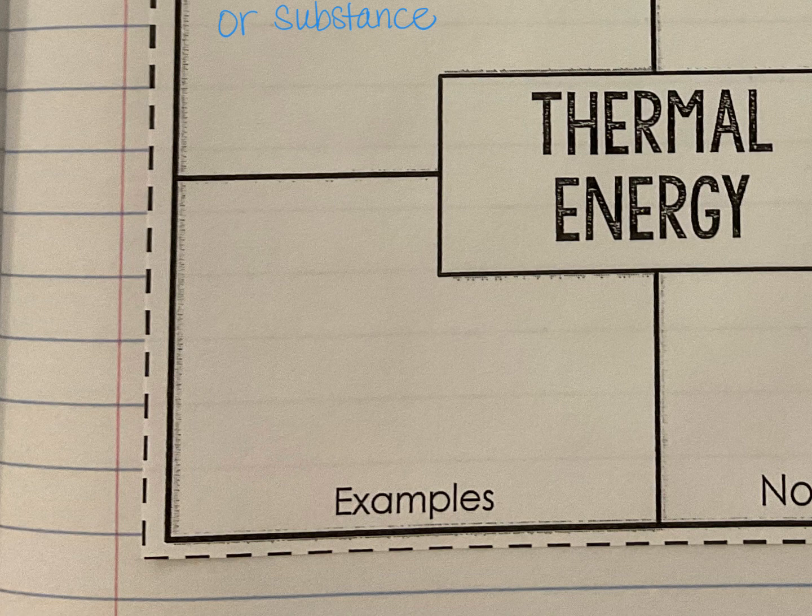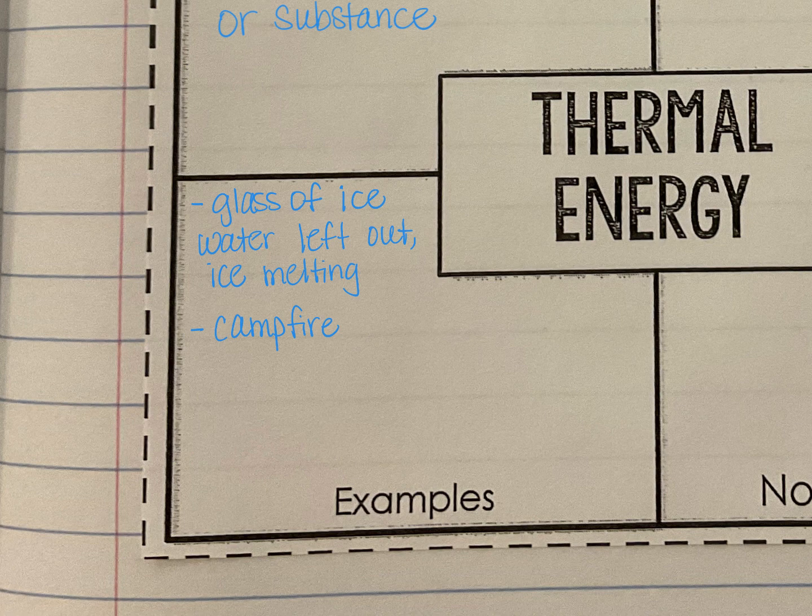An example of thermal energy: a glass of ice water left out, which causes the ice to begin to melt. So the ice melting. Another example of thermal energy would be a campfire. We get heat from a campfire. The sun, a hot engine of a car or bus, a stove or oven. Those are all examples of thermal energy.